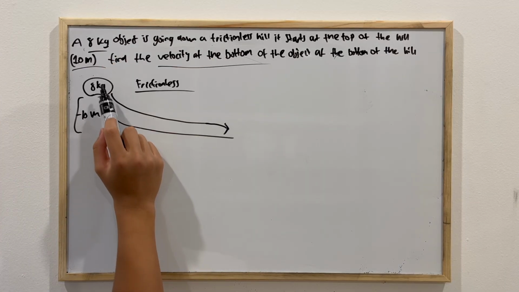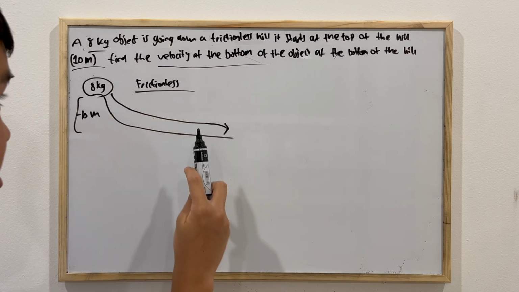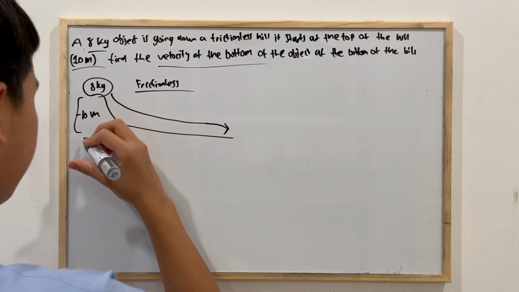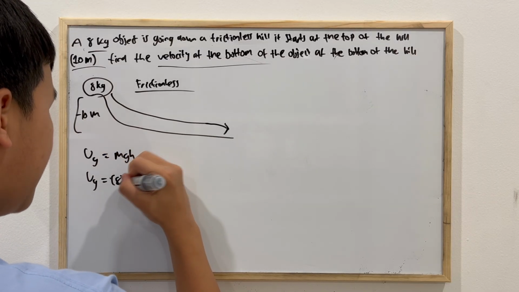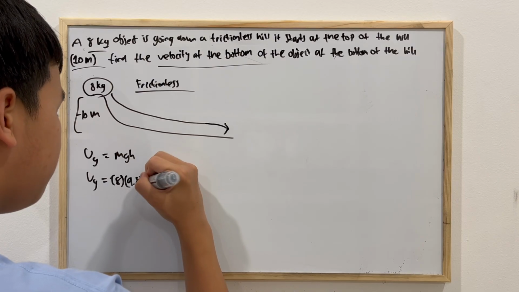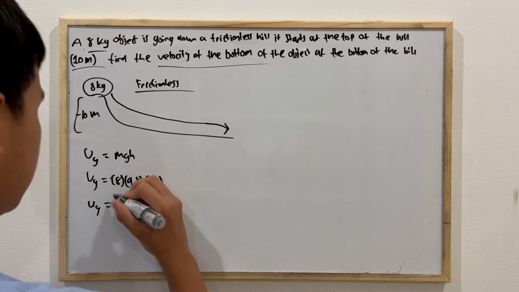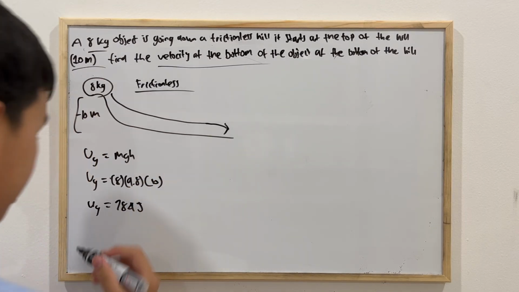We have an 8 kilogram object, which is initially displaced 10 meters, and it's about to roll down a frictionless hill. So first, what you have to do is find the potential energy of this. We don't know what the energy is, but we know the mass is 8, we know the gravity is 9.8, and we know the height is 10. This is going to be 784 joules of potential energy.